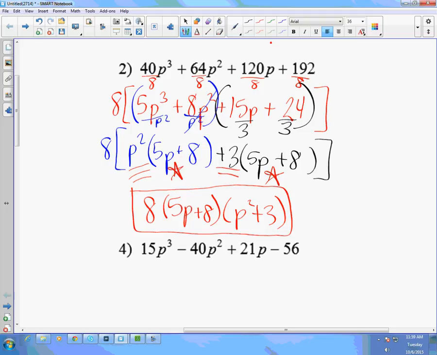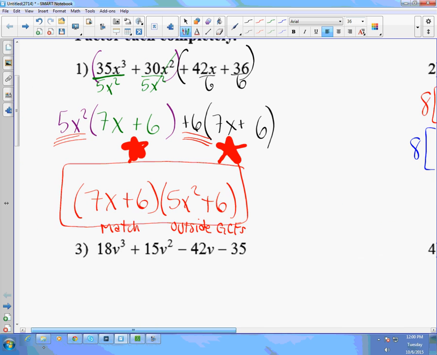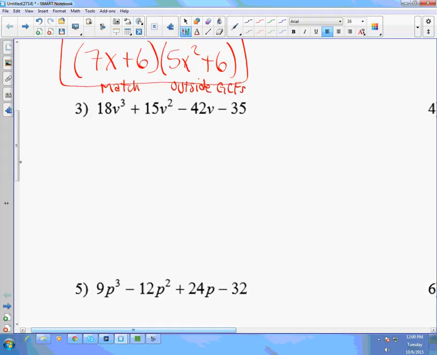Okay? Any questions before you try one on your own with a partner? With your neighbor, you're going to try to do the whole thing. Number 3. First step is always the same. Factor out a GCF. Greatest common factor. The GCF has to come out of all 4 of them. Before you put parentheses, you need to factor out the GCF.